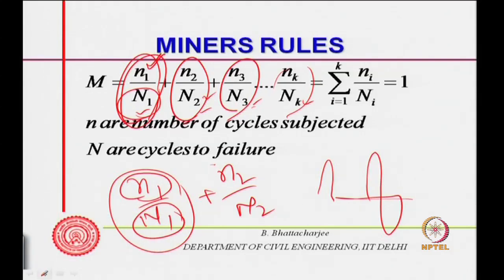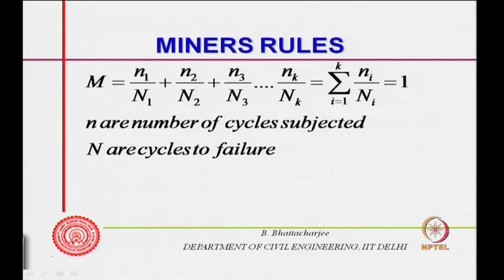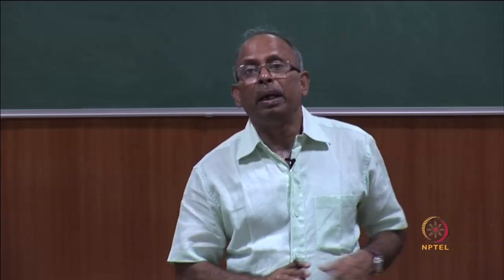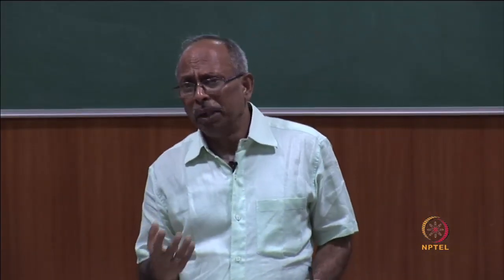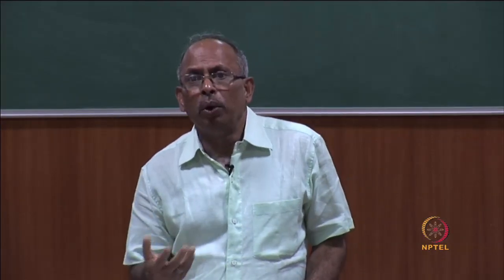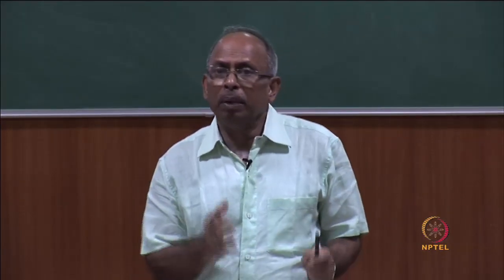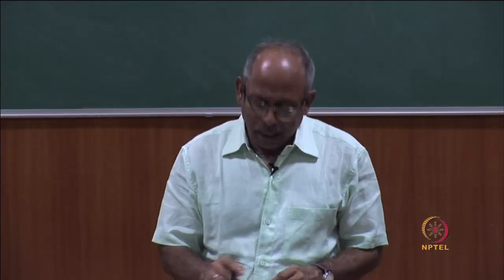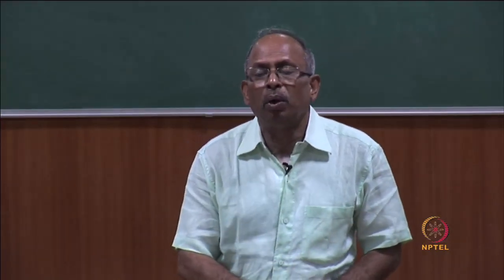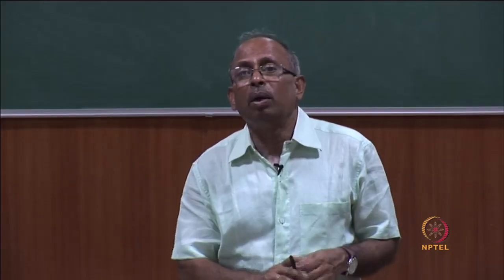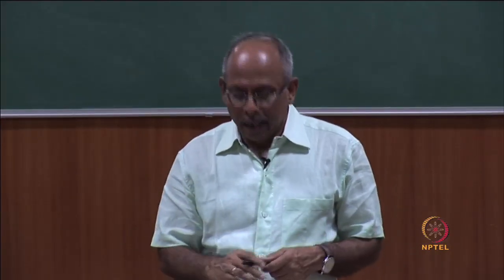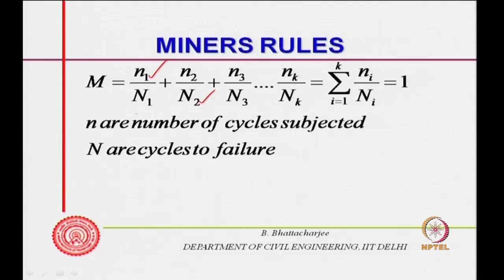Now, what is the relevance? How is it useful? Supposing, let us say, in a bridge, I know the vehicular load pattern available till date, and n1 number of cycles have occurred under that kind of loading. Now suddenly the load pattern has changed, and we know the corresponding failure number is N2, and N1 is the number of cycles to failure for what has been happening so far. So now I want to find out how many years or how many cycles it can withstand.